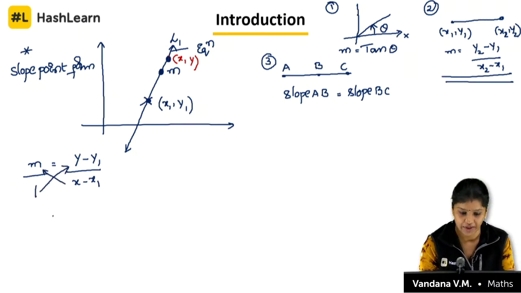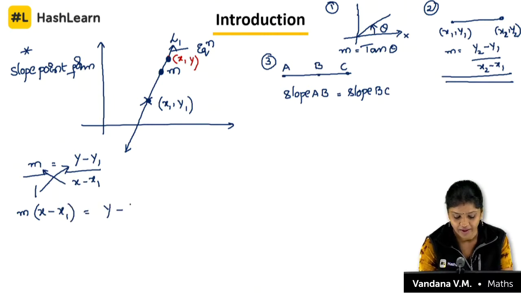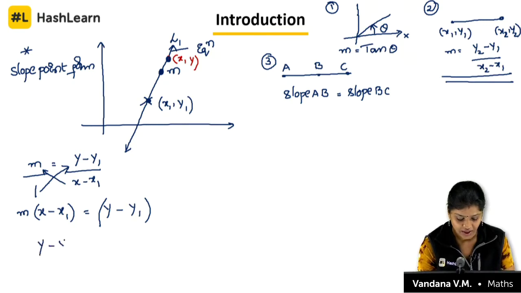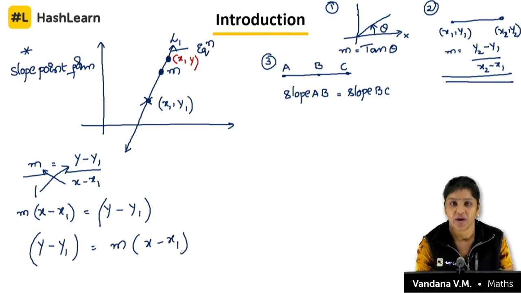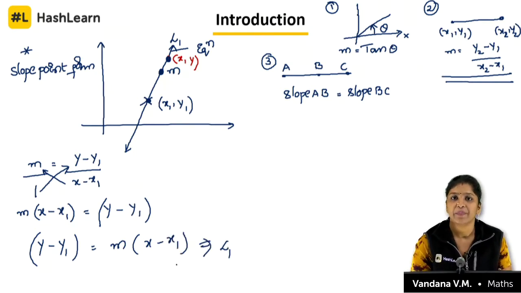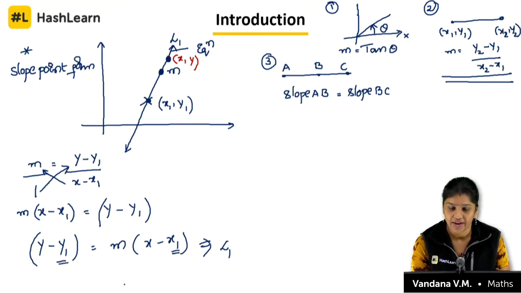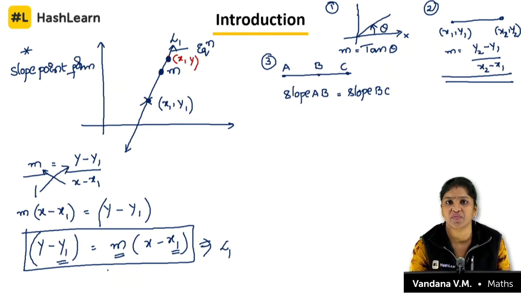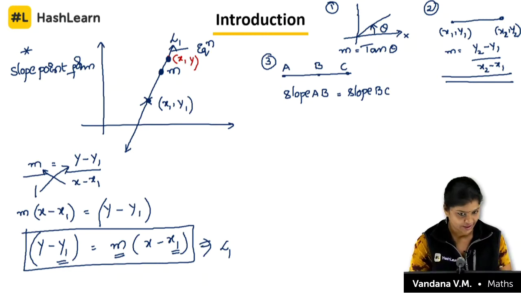Now do the cross multiplication. If you do the cross multiplication, m into (x minus x1) is equal to (y minus y1). Write it in a standard format, that is y minus y1 is equal to m into (x minus x1). This is the line equation. If you write the slope over here and solve this equation, you will get the equation of a line. Clear, children? Next.